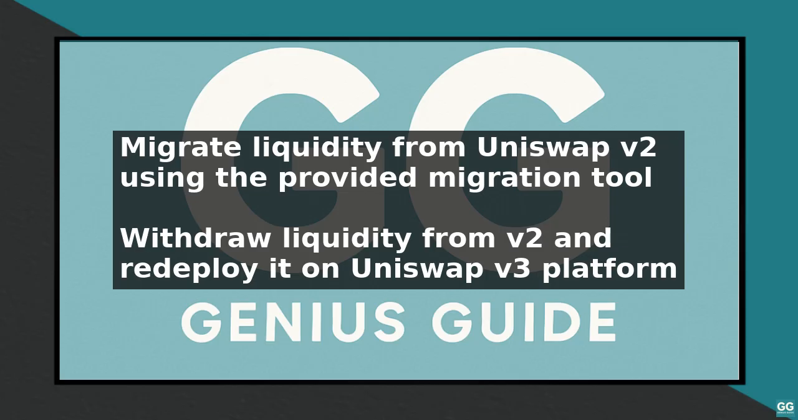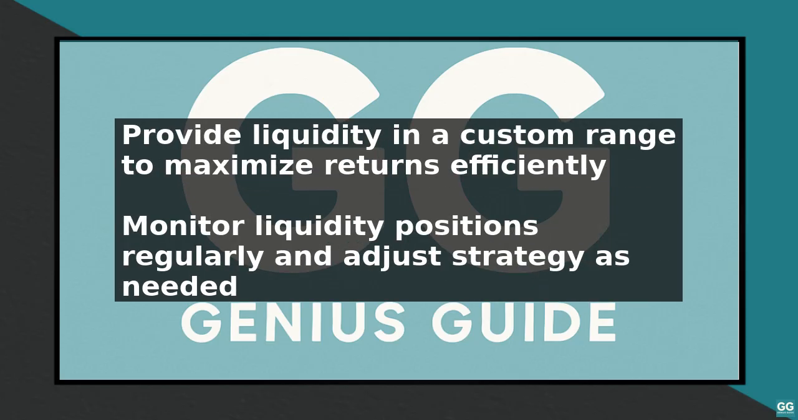while minimizing your risk. When migrating your liquidity, you should be aware of the gas fees associated with the migration process. You can use tools like Gas Now to estimate the gas fees and plan your migration accordingly. Best practices for migrating liquidity to Uniswap v3 include providing liquidity in a range that is aligned with your risk tolerance, monitoring your liquidity positions regularly, and adjusting your strategy as market conditions change.